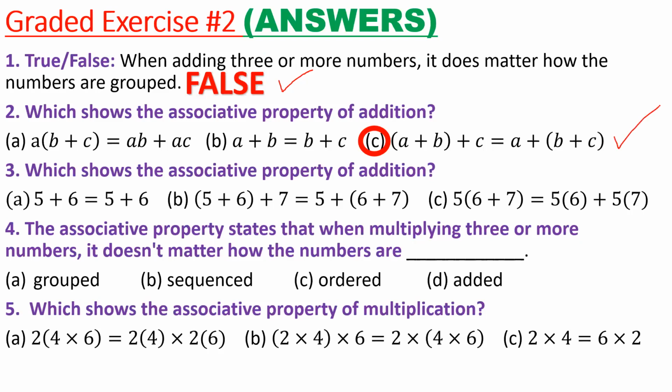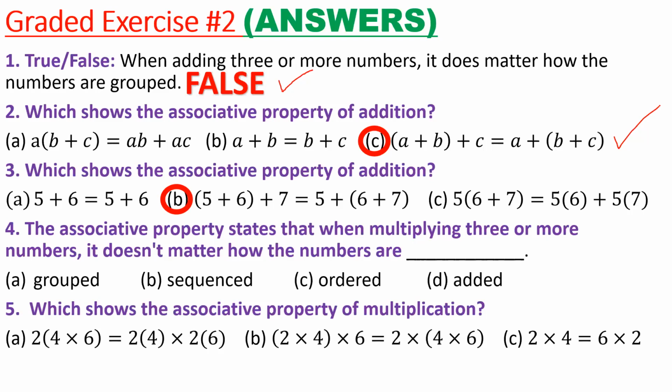And Chai, read number 3, please. Which shows the associative property of addition? It is B. B, very good. Anyone else put B? 5 plus 6 plus 7. Yes, sir, I did. Very good. Excellent. Number 4.